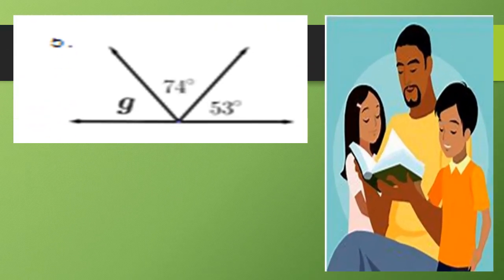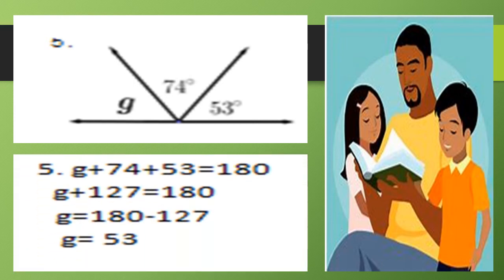Number 5, we have G, 74 degrees, 53 degrees. So we have G plus 74 plus 53 is equal to 180. Again, it forms a straight angle. Now, let's simplify 74 plus 53, that is 127. Then we apply the subtraction property of equality, which means 127 minus 127 is equal to 0, and 180 minus 127 is equal to 53. Therefore, the measurement of angle G is 53 degrees.